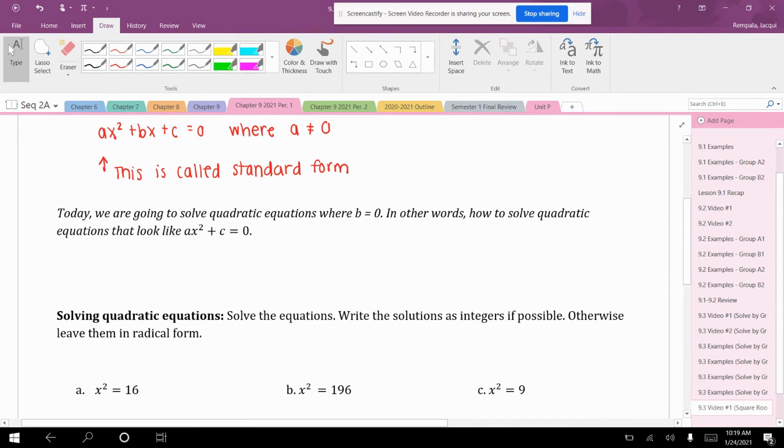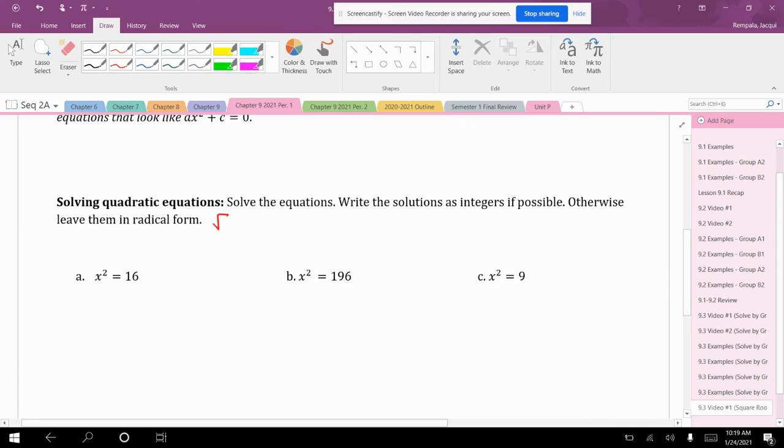So solving quadratic equations, we are going to write the solutions as integers if possible. Otherwise, we're going to leave them in radical form. Okay, and by radical form, I mean there's going to be a square root involved. Okay, so let's start solving.